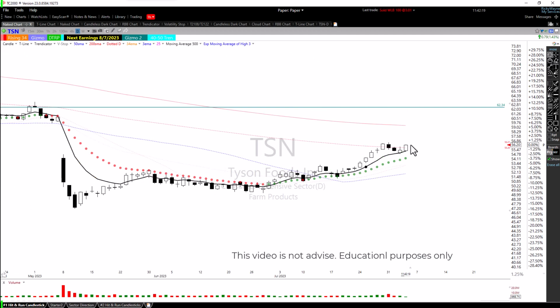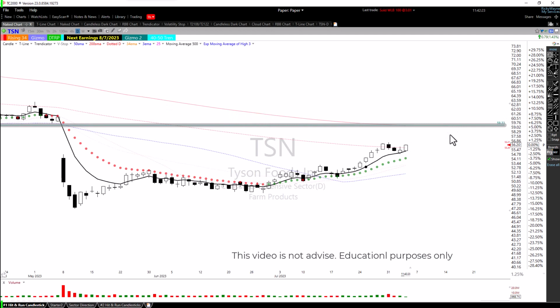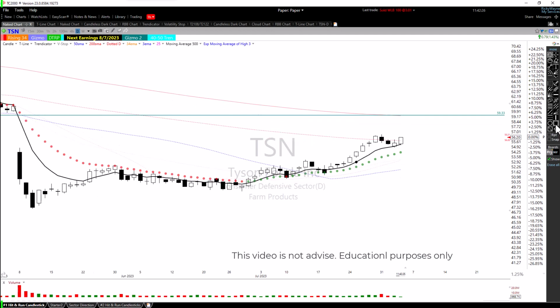Why not? I'm looking, my first big target that comes out to my eyeballs is right here. So I'm looking for a trade that would do that right there. That's the trade for me right there. So if I bought it here, that's what I'm looking for.